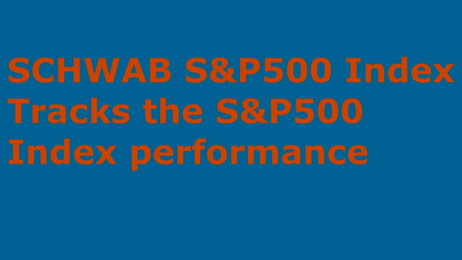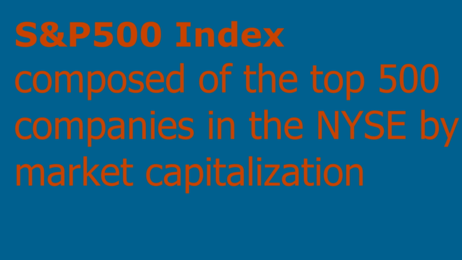For example, there is the Schwab S&P 500 index. The Schwab S&P 500 index is designed to track the performance of the S&P 500 index. The S&P 500 index is made up of the 500 top companies by market capitalization. So that's what the Schwab S&P 500 index does. It simply follows the performance of the S&P 500 index, and therefore there is no need for a fund manager to make decisions on which stocks or securities the fund should be invested in.